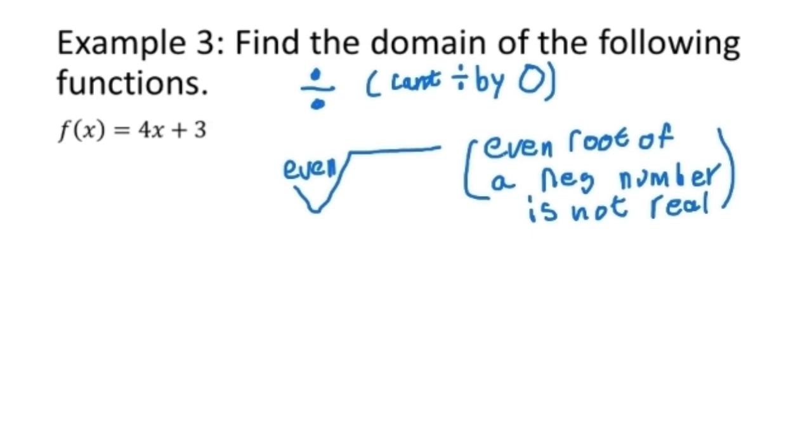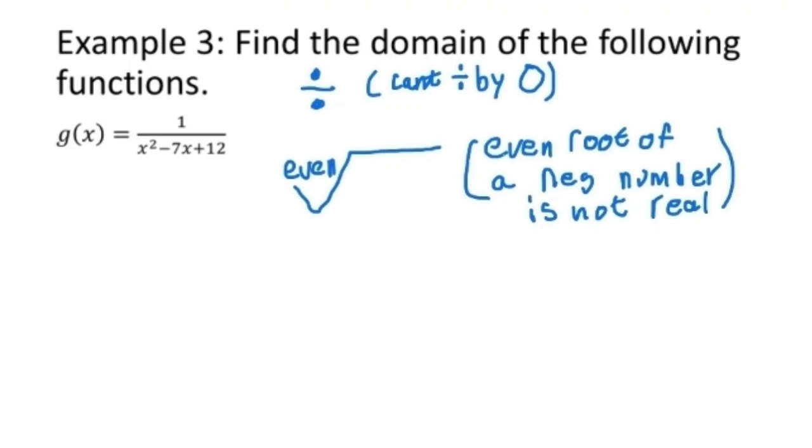Well, if I take a look at my function f(x) = 4x + 3, there is no division, and there are no even roots. So I can take any real number, multiply it by 4, and add 3 to that product. There's no way for this function to be undefined, meaning whatever I plug in, I'm going to get an answer out. So my domain is going to be all real numbers, negative infinity to infinity.